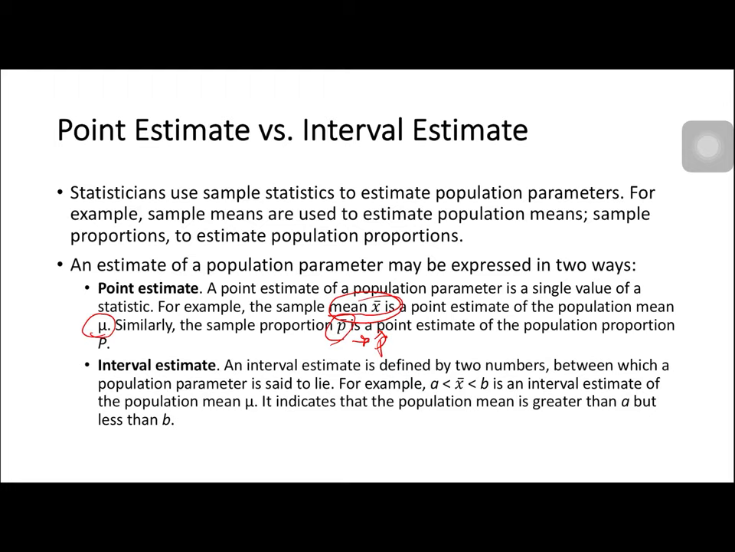For the interval estimate, an interval estimate is defined by two numbers between which a population parameter is said to lie. For example, A is less than X bar is less than B is an interval estimate of the population mean mu. So this indicates that the population mean is greater than A but less than B.